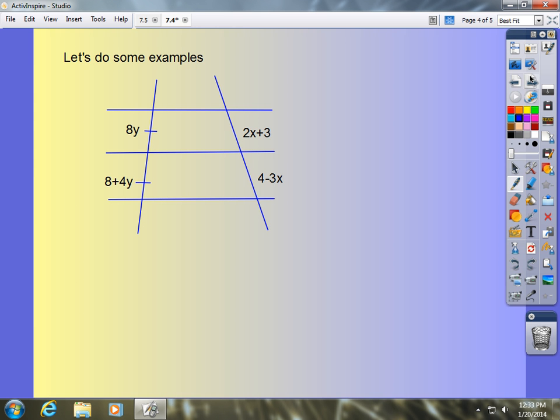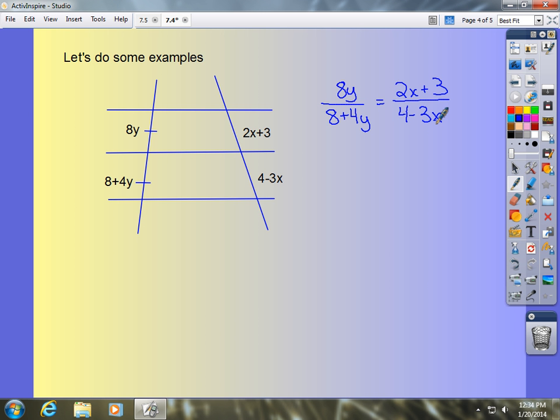Okay, so let's do some examples. I have 8y, and I'm going to put that over 8 plus 4y, and that's going to equal 2x plus 3 over 4 minus 3x. Do you notice how I set that up? I just have them as proportions, top side over the bottom side equals top side over the bottom side. Really not that much of a big deal as far as setting it up.